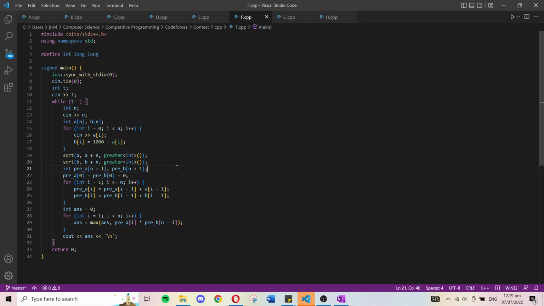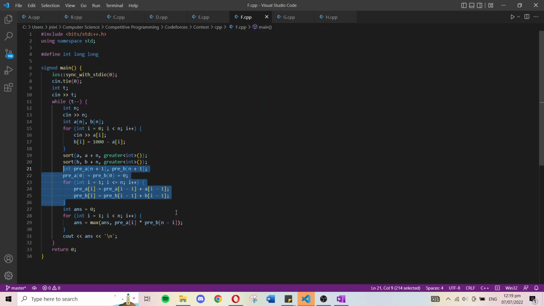Maybe you can do more math here and write better code. Maybe you don't have to create a new array, you can multiply by i times 1000, or (n minus i) times 1000 minus whatever. But I don't want to complicate things. We can just do this, and then compute all of the prefix sums. Prefix sum pre_i is the sum of the first i numbers in an array.